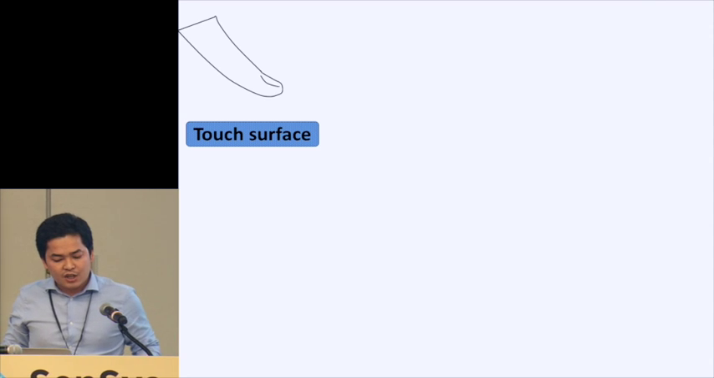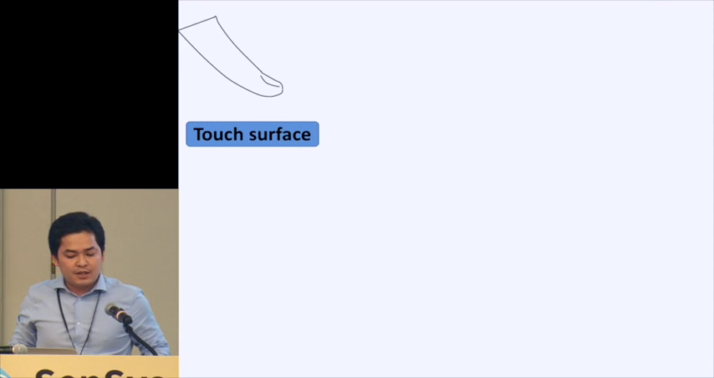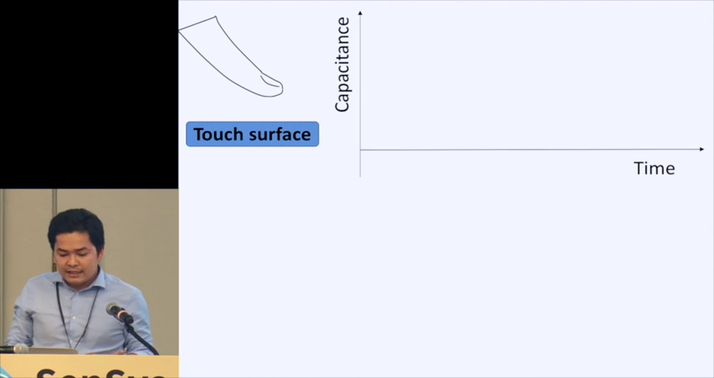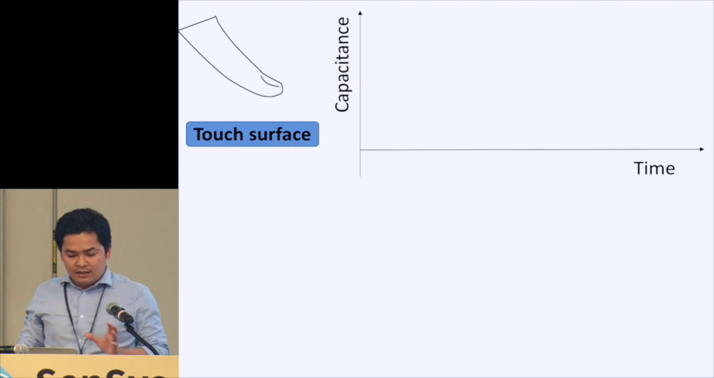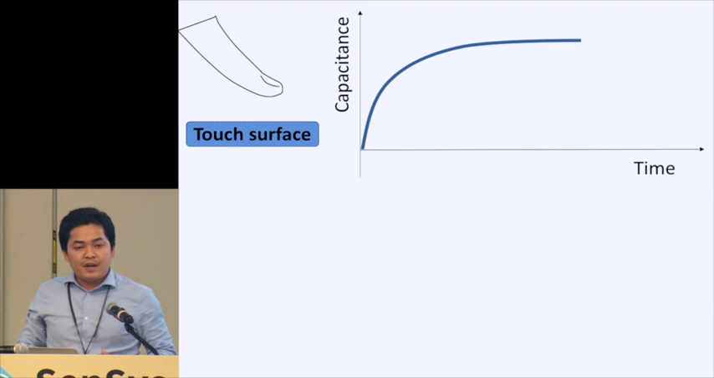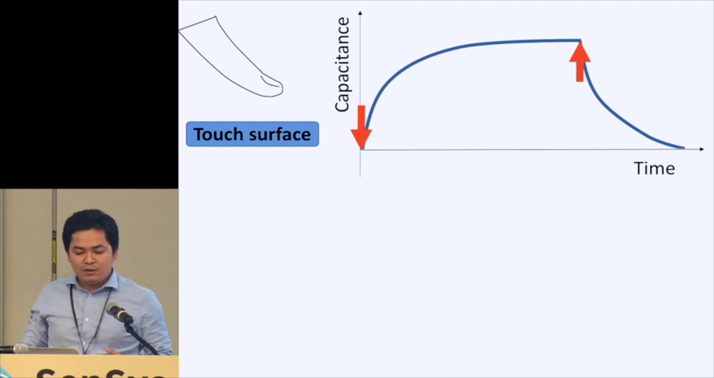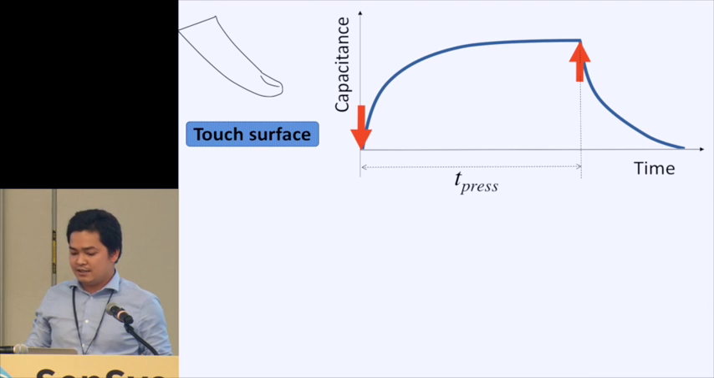This figure shows the behavior where the user presses the touch surface and then releases. If we model that in the time domain, it is the variation of the capacitance over time. The period from when the capacitance starts increasing to when it drops back down can be considered the pressing time, where the user presses down on the touch surface and then releases.